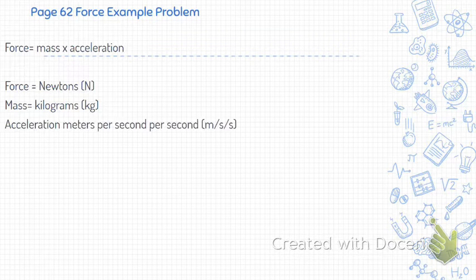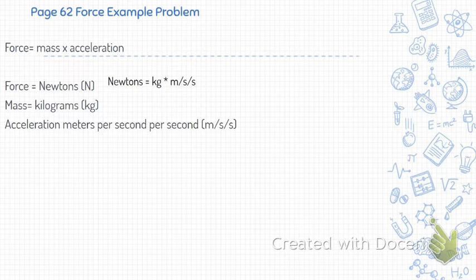Here are video notes explaining the force example problem on page 62 in your force math problems in your notebook. So the first thing that you want to do is get down that force equals mass times acceleration. Our force is measured in newtons, or a capital N. Mass is measured in kilograms. Acceleration is measured in meters per second per second.